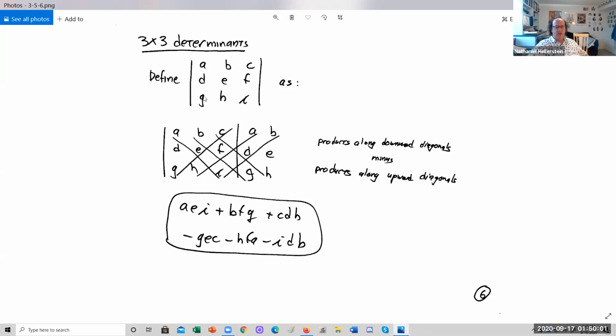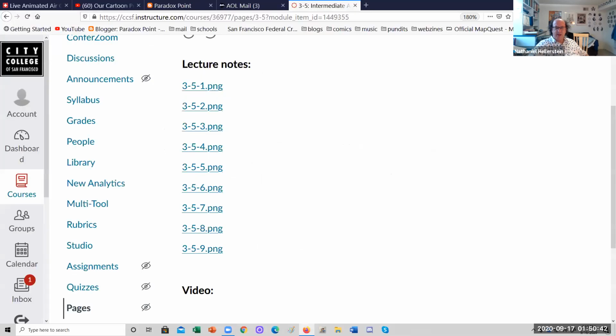Here's how you find a 3x3 determinant. You write down the matrix, then you write down the first 2 columns, ADG and BEH, outside of it, like this. And then you take products along downward going diagonals, AEI, BFG, CDH, here they are, and you add them up. Then you take the products along the upward diagonals, GEC, HFA, IDB, and you subtract them. AEI plus BFG plus CDH minus GEC minus HFA minus IDB. That's the determinant.